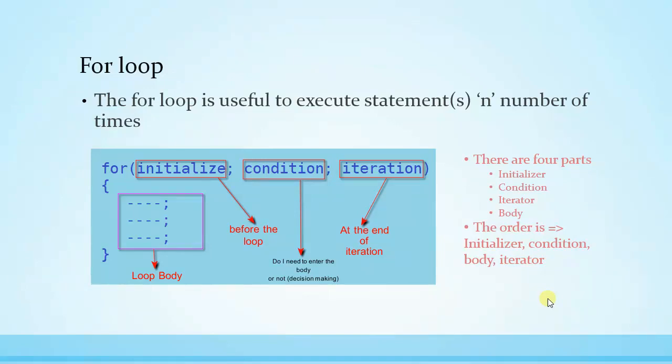So one more final time, the initialize will get executed only once. Then the body gets executed whenever the condition returns true. At the end of the body, we will execute the iteration. Then once again we will check the condition. Alright, we will check this with an example.